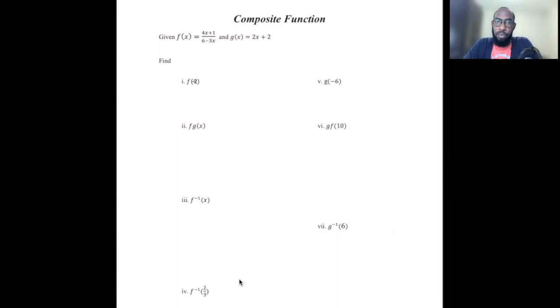All right. Composite functions, we are going to look at combining two functions. In this case, we have f of x, g of x. We can combine those two functions to get one. Let's say fg of x or gf of x. Also, we're going to look at inverse. So if we have f of x, we can find the inverse of that function. And if we have g of x, we can find the inverse of that function as well. Also, we're just going to look at simple questions where x could take the place of any number. So we can find f of a number or g of a number. So let's jump right into it.